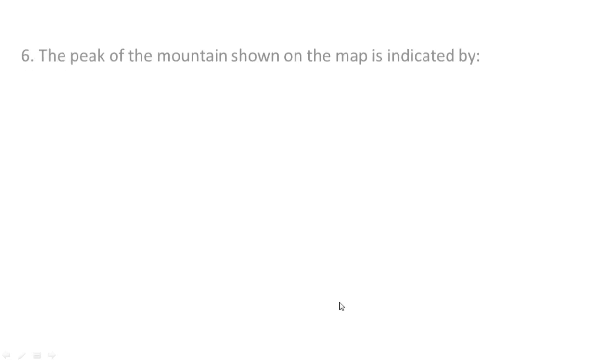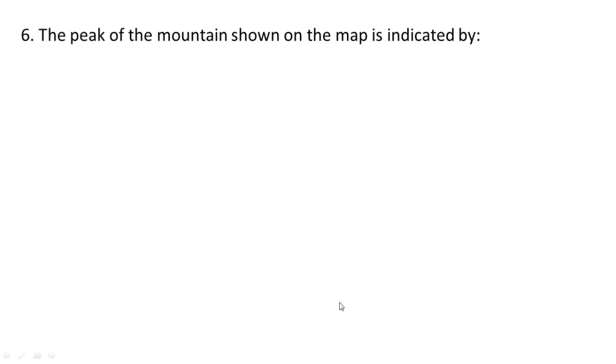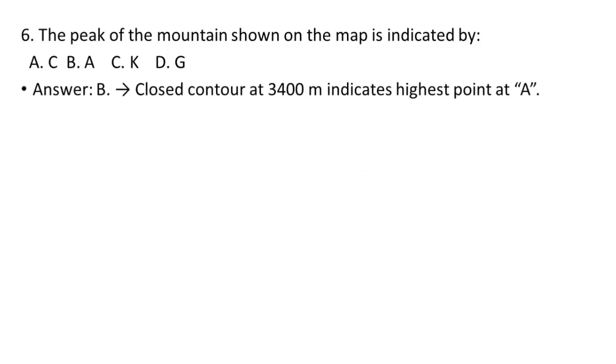Question number 6. The peak of the mountain shown on the map is indicated by A. point C, B. point A, C. point K, D. point G. This means the highest point of the contour map is 3,400. 3,400 meters on the contour map is represented by A. So the correct answer for this question is B. Closed contours at 3,400 meters indicate the highest point at A. You can refer to the map.